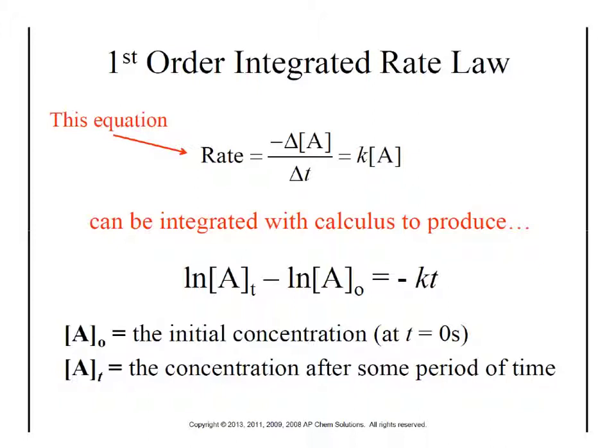So that 0 means initial, that t means time. And that's equal to negative the rate constant times time. And that's, of course, negative right there. And you see the t right there and the t right there.